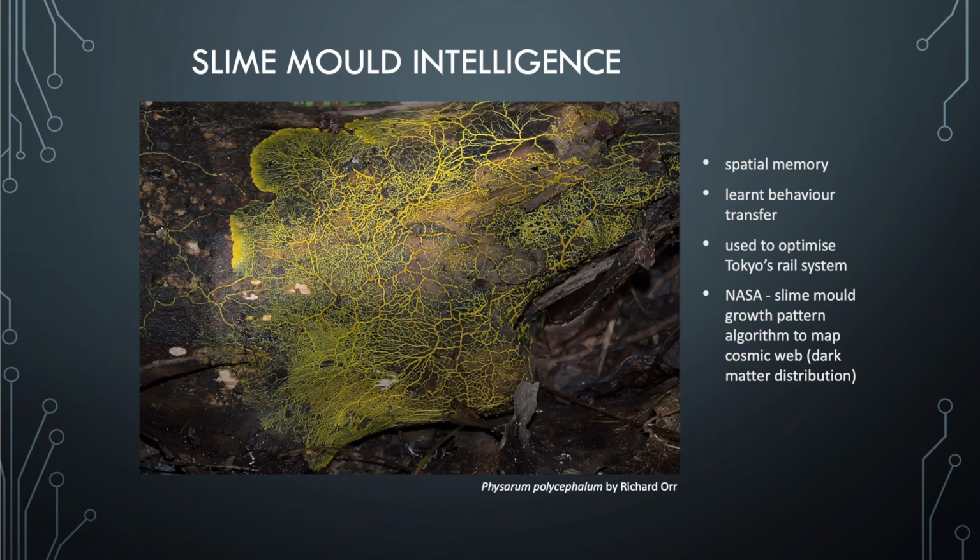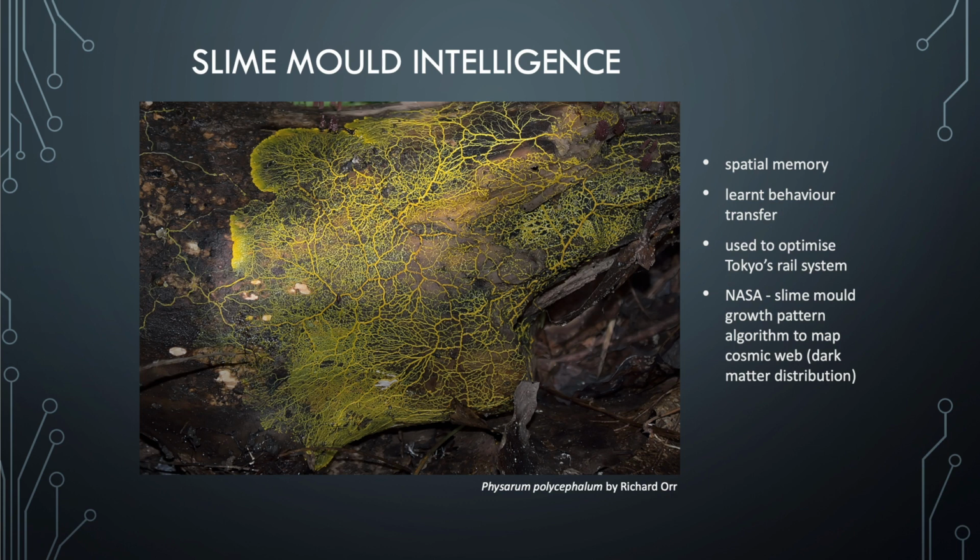So slime molds are incredibly intelligent, and scientists are using slime molds in all kinds of experimentation. They have spatial memory, so they can remember where they've been. For example, when a labyrinth is set up for them, they will find food in the quickest way possible, and the next time that labyrinth is presented again, they will be able to remember the fastest route, whereas before that they were experimenting as to how to get there. So they have learned behavior transfer, and in fact they've been used to optimize rail systems.